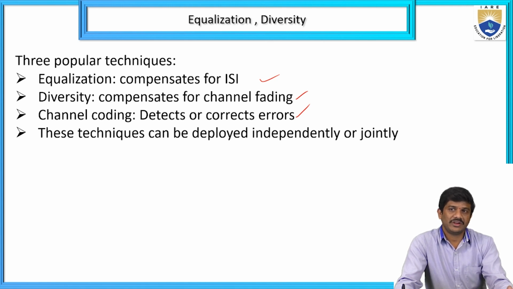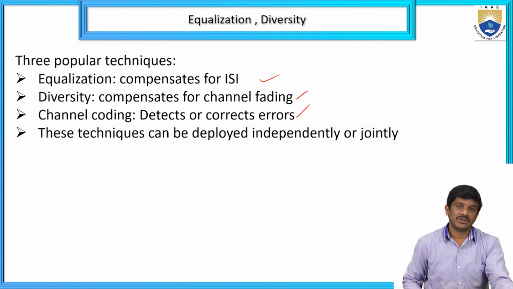These techniques are mainly independent. Sometimes we can go with only equalization, sometimes only diversity, and sometimes equalization, diversity and also channel coding together. With the help of these three techniques, we can improve the signal performance, that is, the link performance.